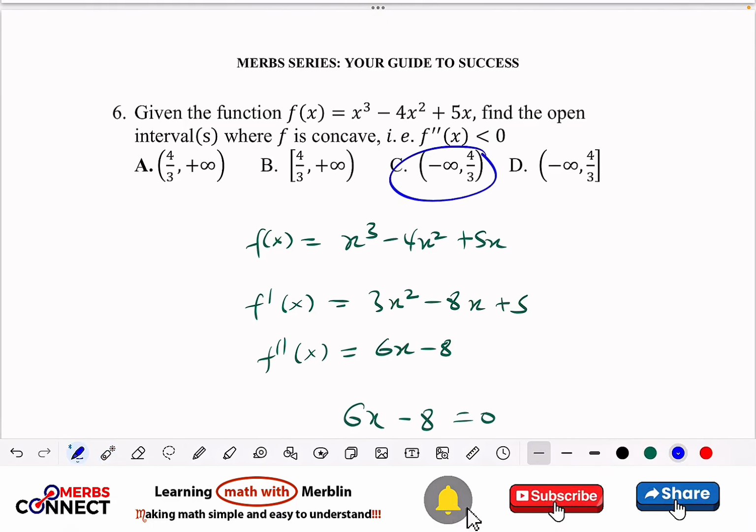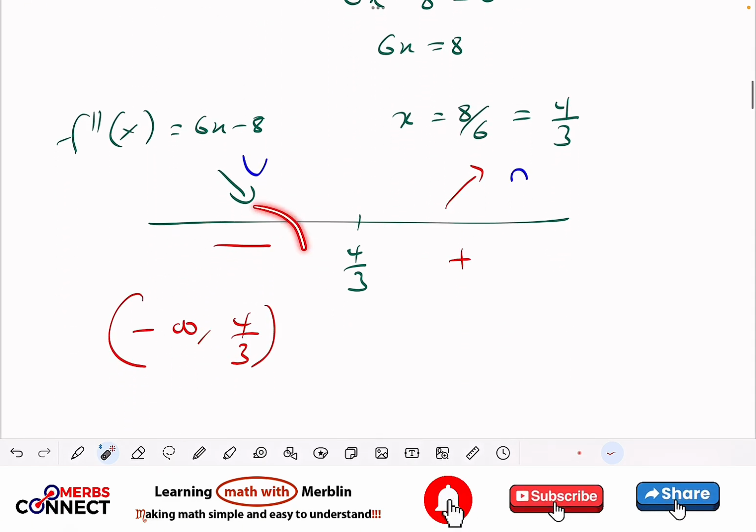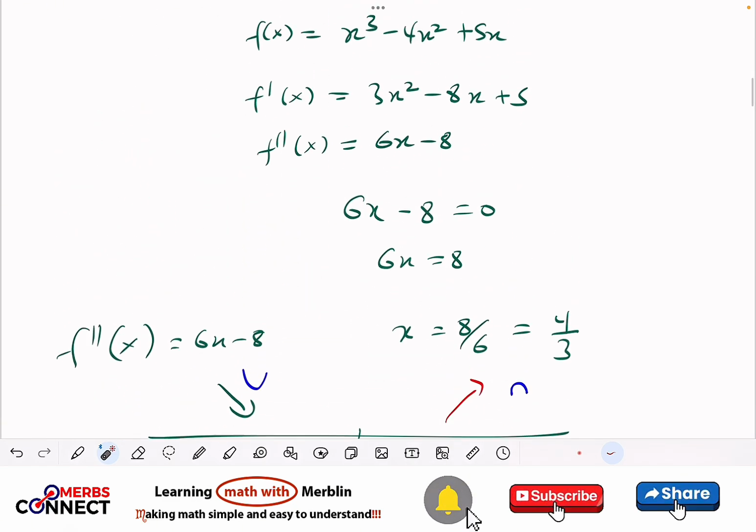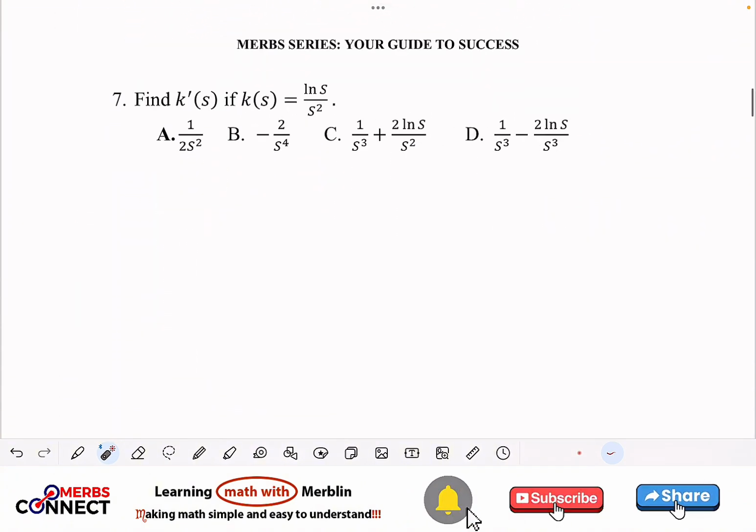Don't forget, if f prime prime is less than 0, we are talking about concave up, which is right here. Good. So that's what we have there. That's for question 6. Let's look at question 7.